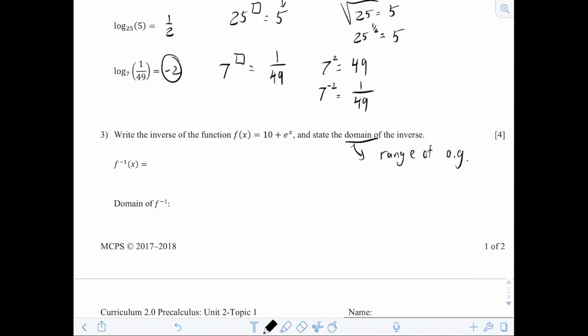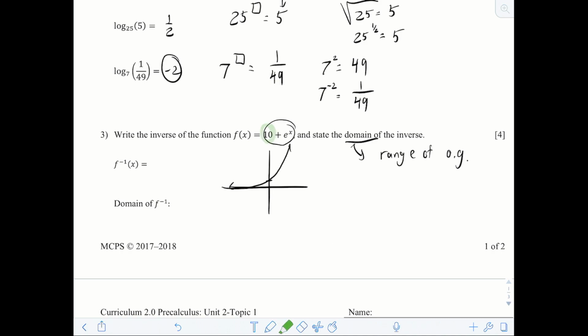So if I think about how this works, right, e to the x looks like this. It's an exponential function that has a domain that is all real numbers, but then the range goes from 0 to infinity.